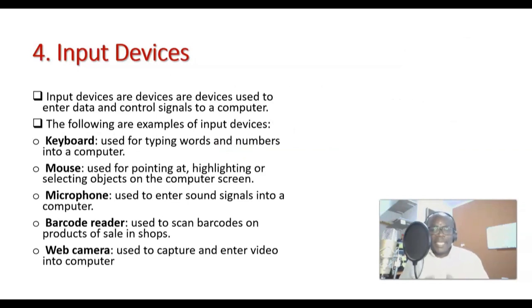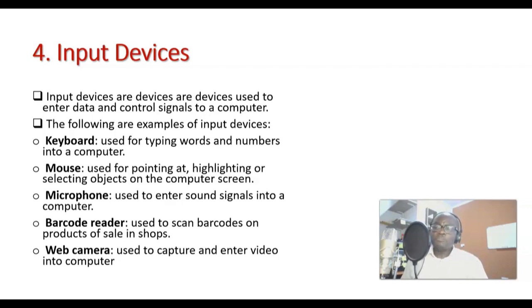Now, let us look at input devices. Earlier on we said input devices are used to enter data or control signals into a computer. So if you want to type, for example, you use a keyboard. So a keyboard is an example of an input device. Another example of an input device is a mouse. You use a mouse to point at things on the screen, to highlight certain text you want, or just to select objects. Another type of input device is a microphone.